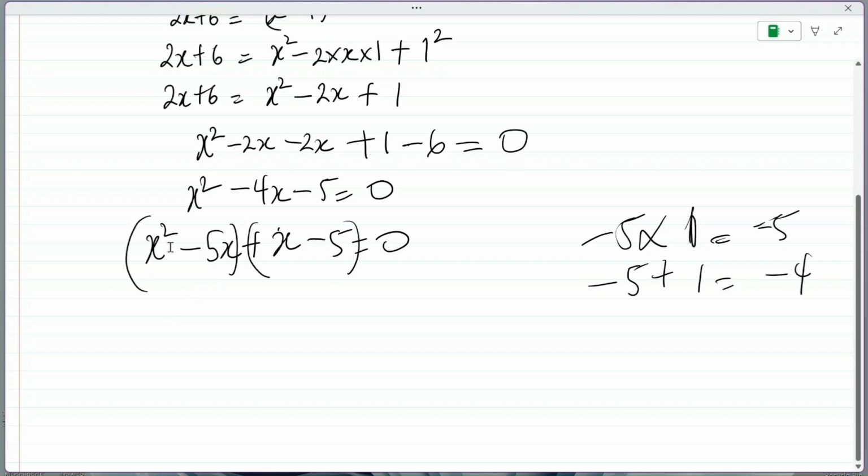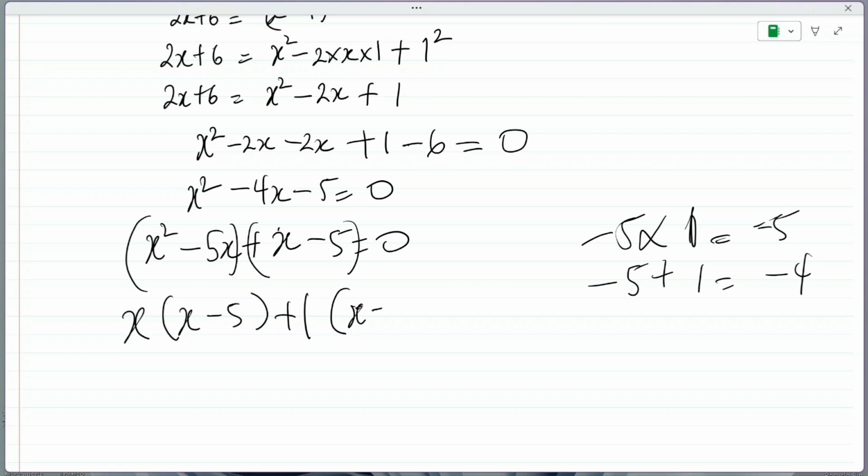You have x squared minus 5x. What's common in both of them? That's x. You'll be left with x minus 5, because this x will take one of these two x's, and this x will take the x at the back of this 5. So you have x minus 5. We look at the second one, you have x minus 5. Apart from 1, there's nothing common in both of them. So you take out plus 1 and still repeat it.